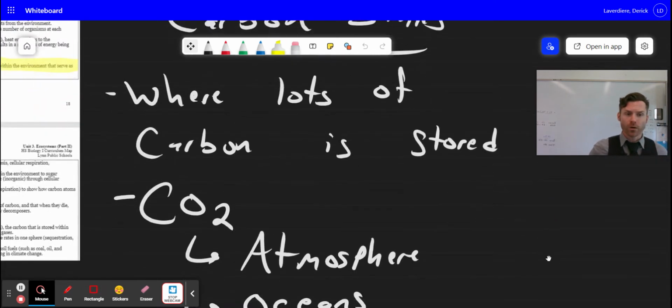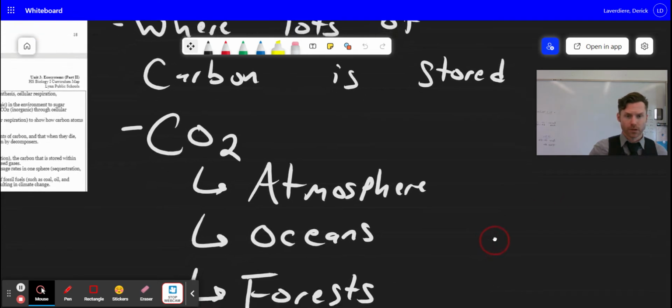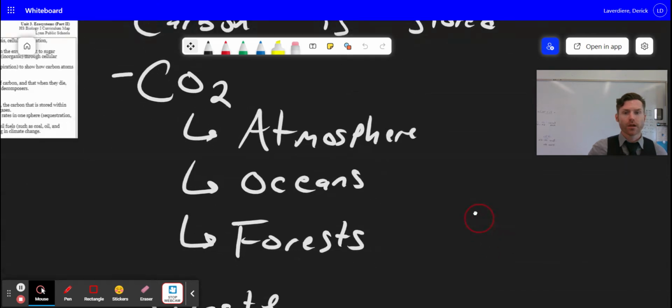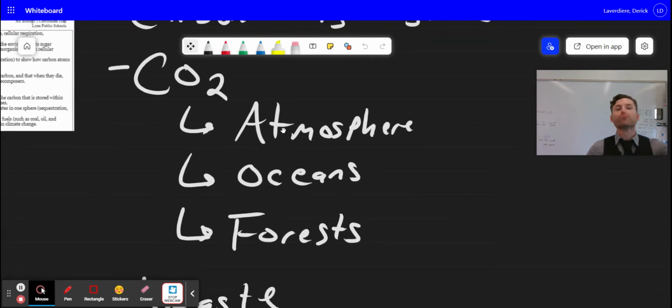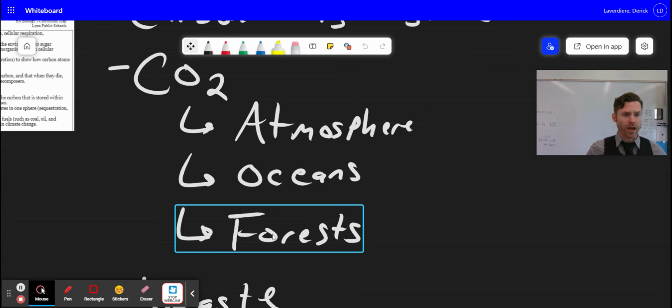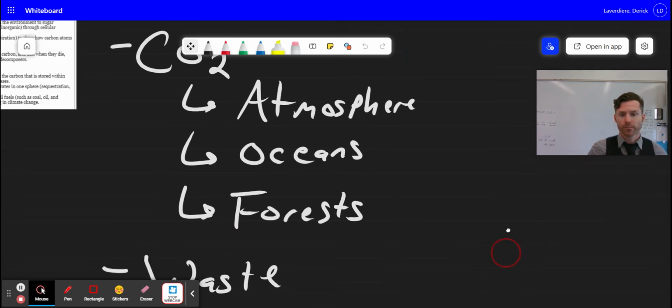Our main forms of carbon are carbon dioxide, CO2, which is stored in the atmosphere, in the air we breathe, stored primarily in the ocean. There's a lot of CO2 stored in the ocean. Okay? And there's a lot of CO2 stored in large forests. Okay, so these are the sinks for carbon dioxide.